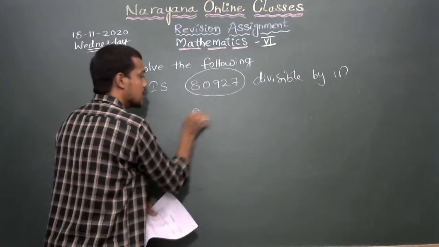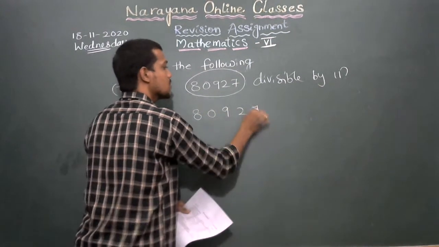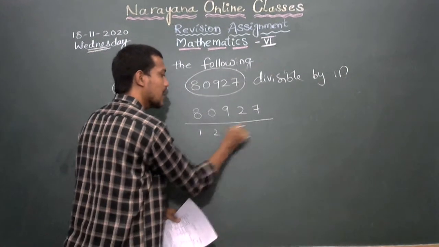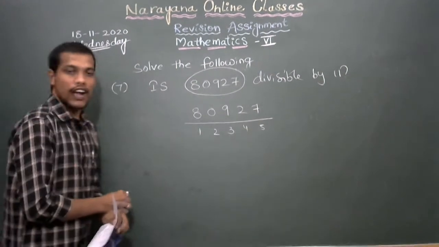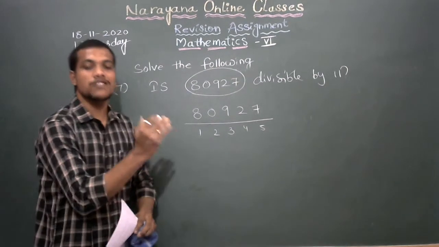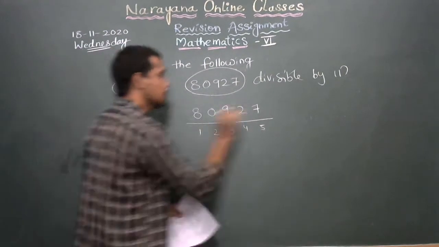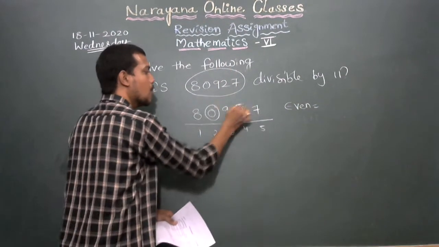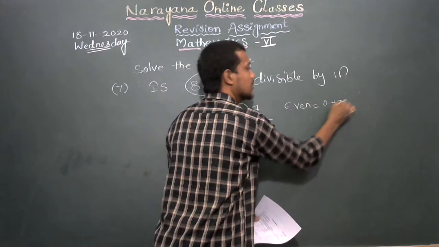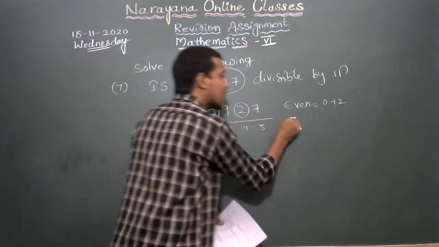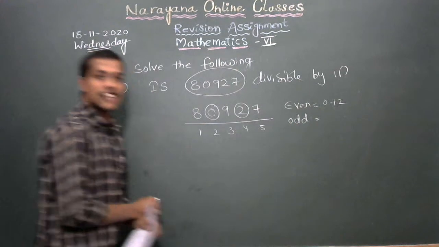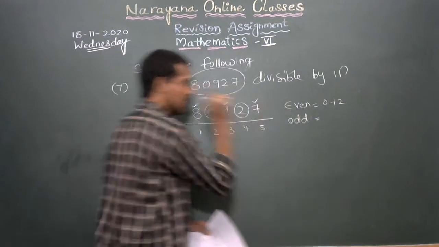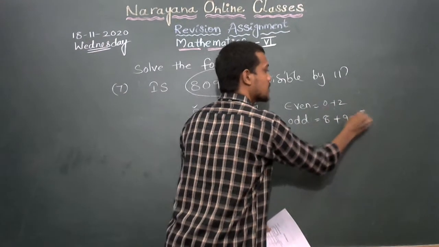Now take 80927. Take places 1, 2, 3, 4, 5. In these places you need to separate even places and odd places. Now I am taking even places. What are the even places? 0 and 2. So add 0 plus 2. Now take odd places. What are the odd places? Here, tick mark: 8, 9, 7. 8 plus 9 plus 7.